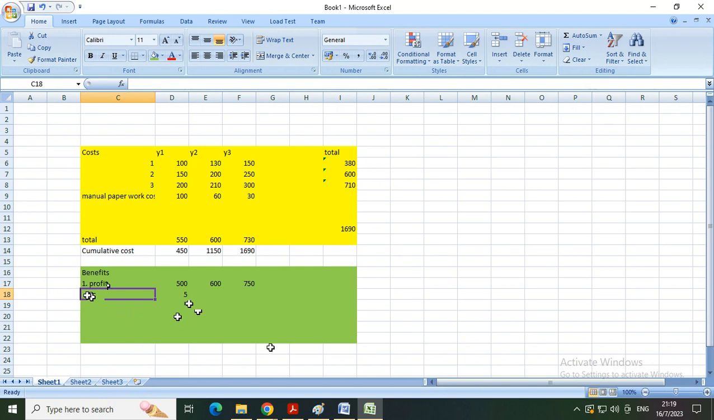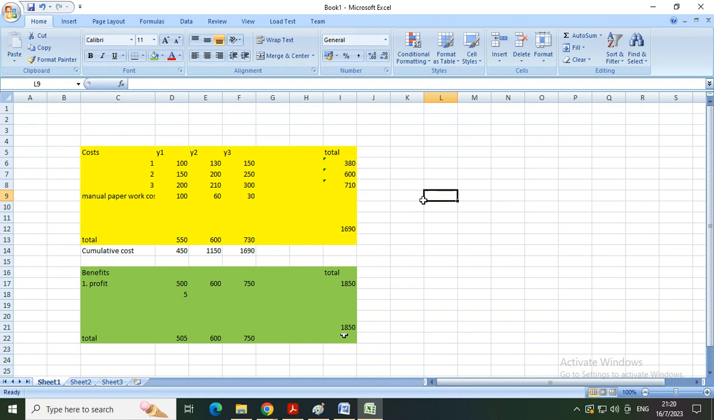Okay, so after completing these two tables, you will get some totals. Here also there will be a total, and here also there will be a total. So this total and this total, the ratio of these two totals is going to be the result of your cost benefit analysis. So how much cost you incurred to get how much profit?